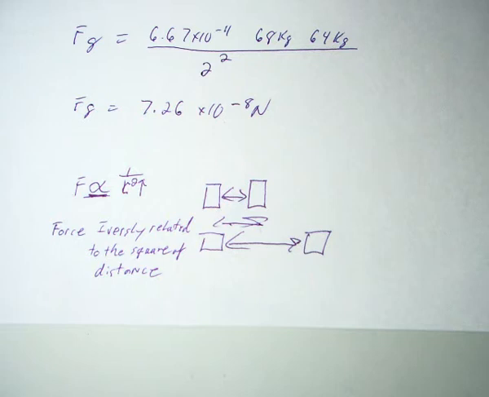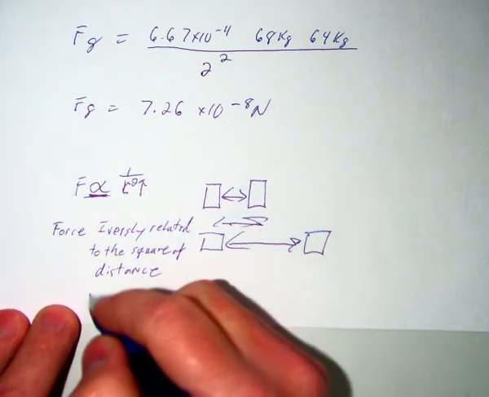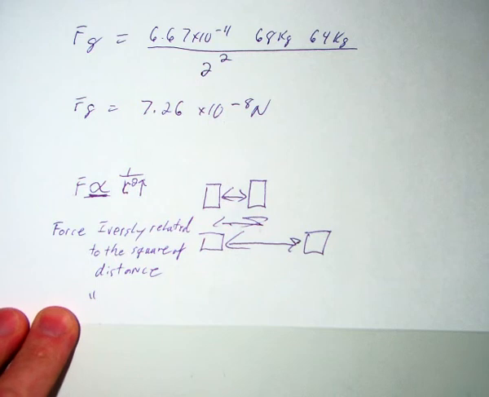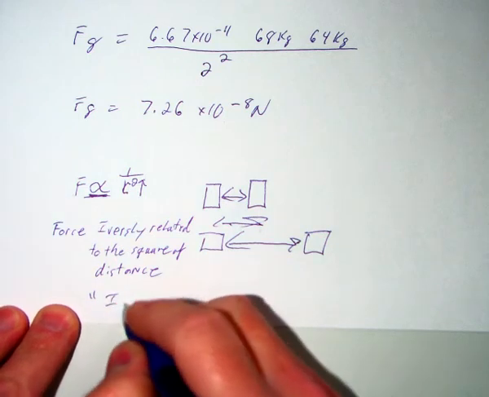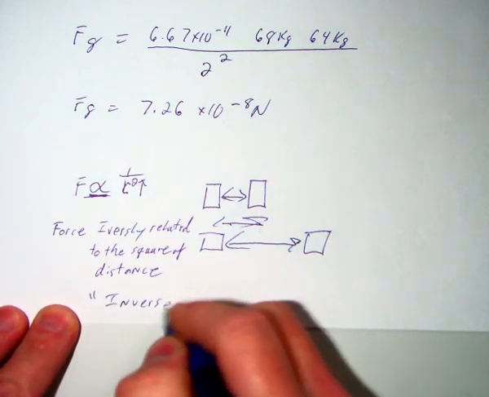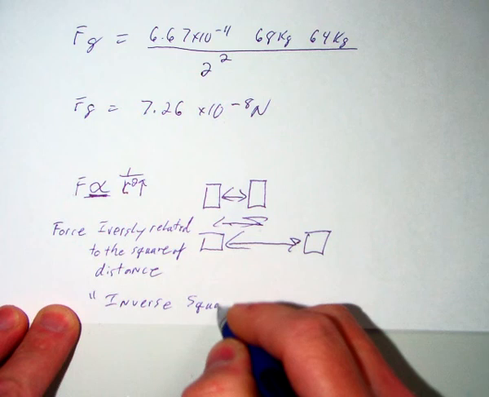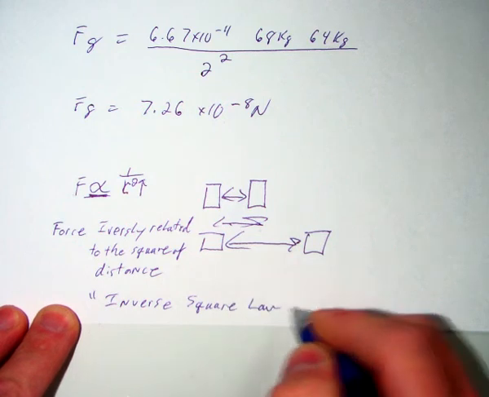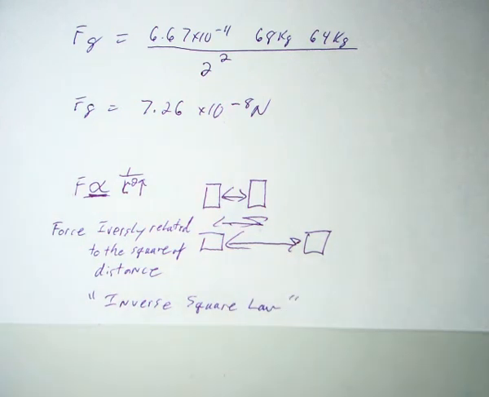Okay? Newton's law of universal gravitation has a nickname: it's known as the inverse square law. Inverse square law. We're not done yet, folks.